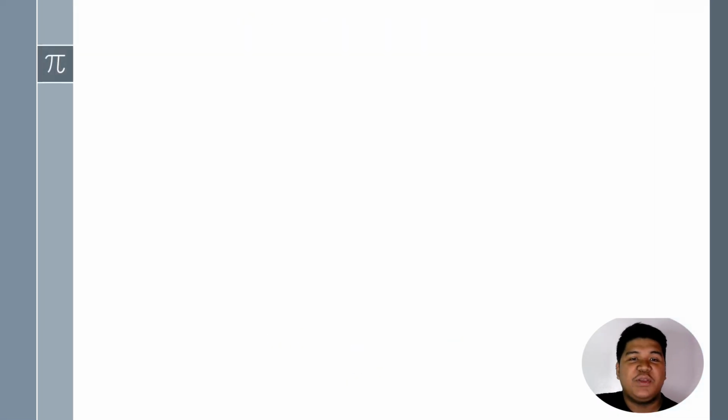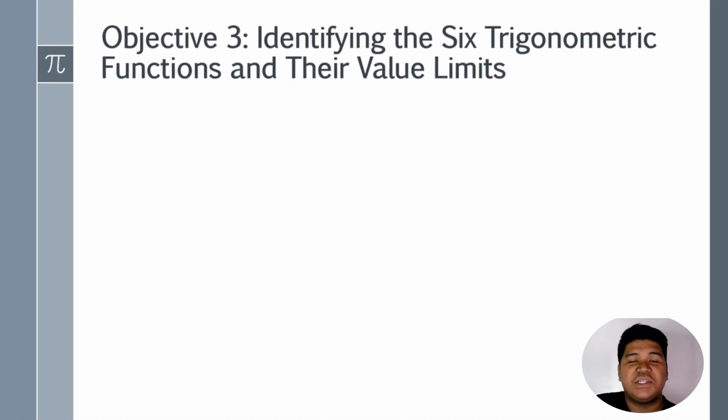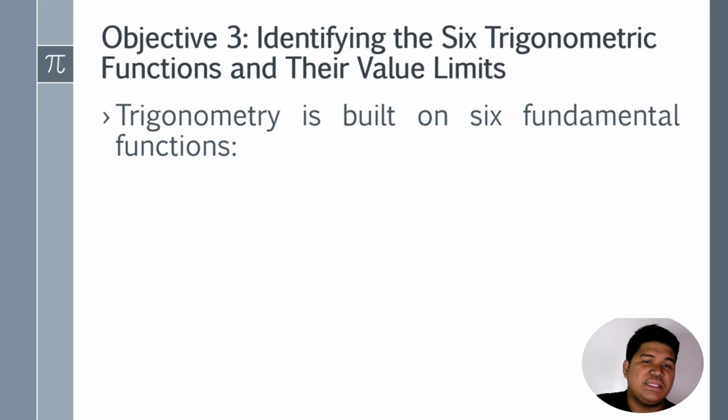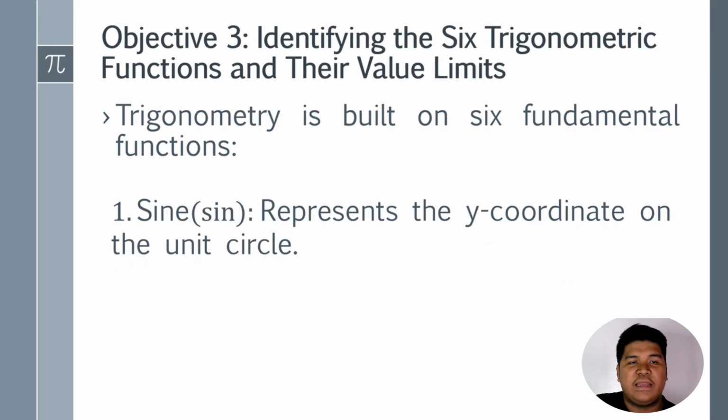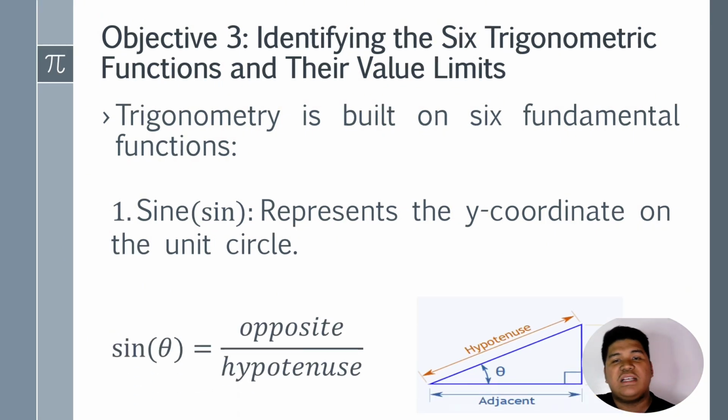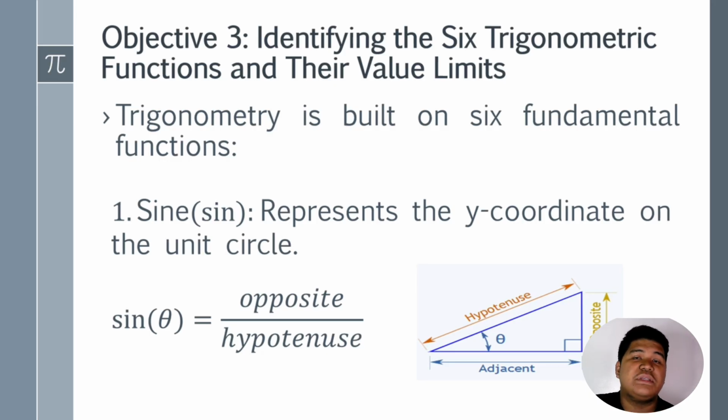Now that we understand the unit circle, let's explore the 6 trigonometric functions. So, our objective number 3 is identifying the 6 trigonometric functions and their value limits. Trigonometry is built on 6 fundamental functions. First is sine. It represents the y-coordinate on the unit circle. It has a formula of sine theta is equal to opposite over hypotenuse.